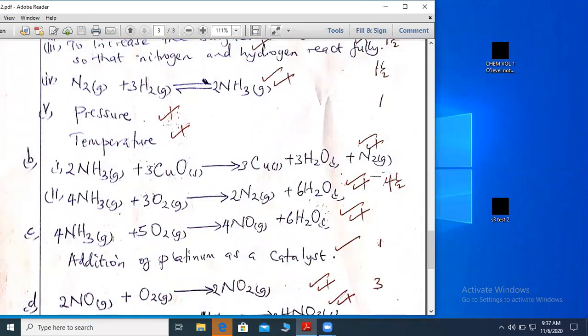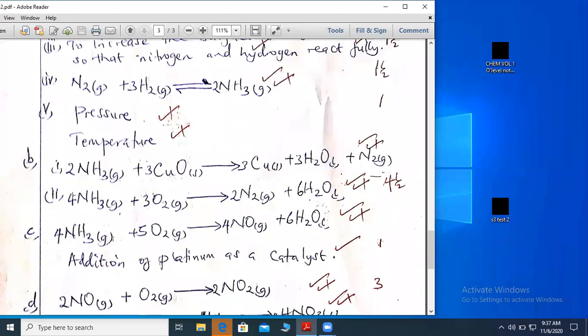Remember this equation I told you, when you are balancing, there is 3 on copper 2 oxide and 3 on copper. Then the rest will come. You put 3 on water to balance oxygen, then everything will balance. Alternatively, this is nitrogen gas and there are 2 atoms. So begin by putting 2 on nitrogen and hydrogen will become 6. When hydrogen becomes 6, put 3 on water to balance hydrogen. And oxygen becomes 3, so you put 3 here and 3 there.